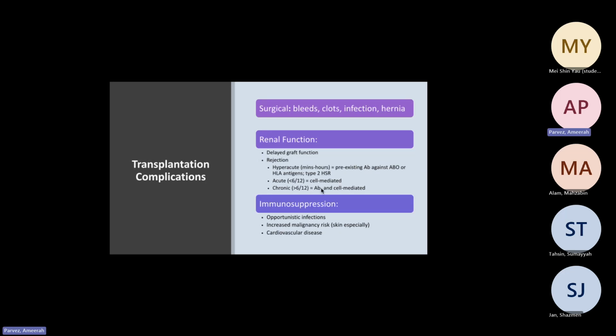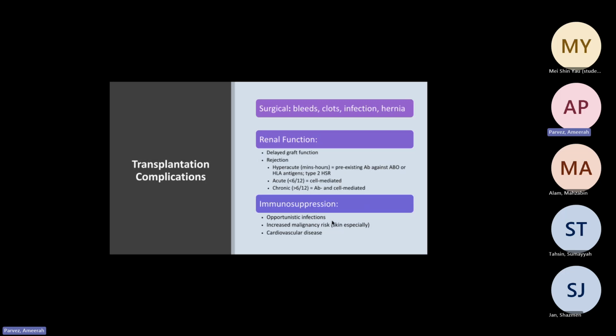Chronic rejection is mediated both by antibodies and cells. This can then cause fibrosis of the transplanted kidney, and this may also mean recurrence of the original renal disease. This is really common in MCGN, but also IgA nephropathy.